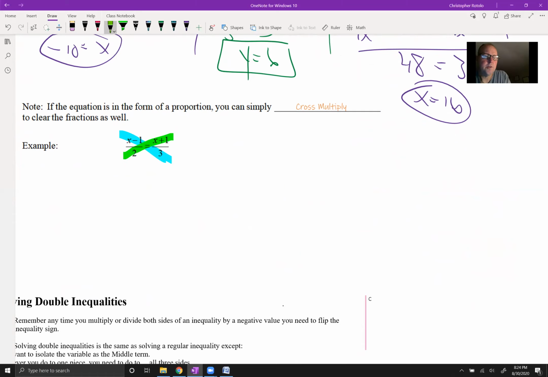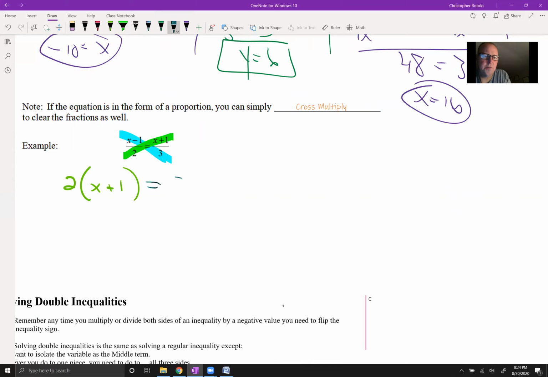So I'll try and color code this one. So I get 2 times x plus 1 equals, I don't have a blue, this will be, I don't like that at all. This is close enough to blue.